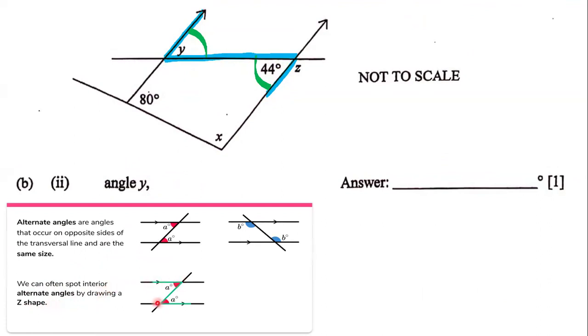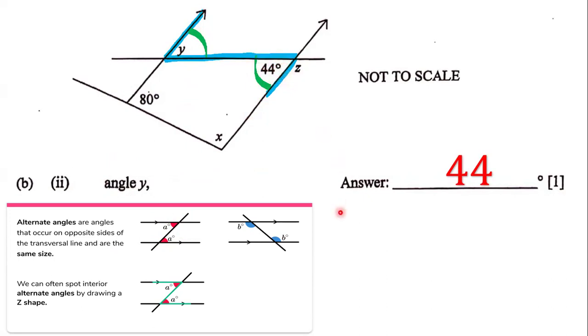Well, notice that if we have this Z, the size of this angle is A, and so the size of this angle is A as well. The size of this angle is B, and that means the size of this angle is also B because they are alternate angles, which means these angles are equal. So alternate angles are equal in measure. And so if we look here, we have this Z shape. Notice that we have angle Y and this angle here, whose size is 44 degrees. These two angles are equal. And so the size of angle Y is 44 degrees because this angle is 44 degrees.